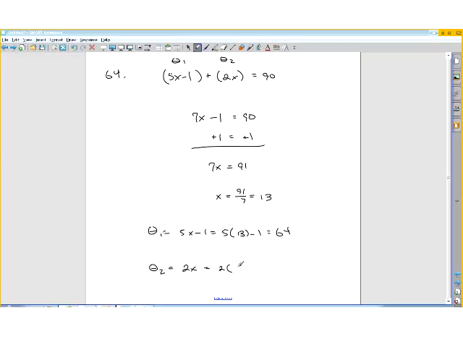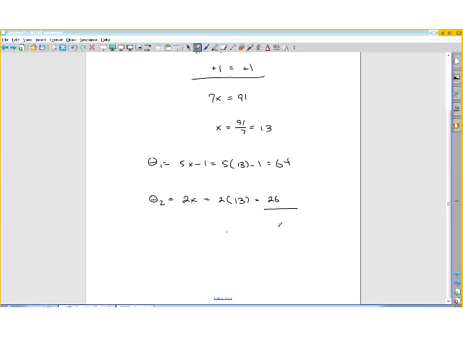Theta 2 is just 2 times x. So we have 2 times 13, which is 26. And we confirm that we did the problem correctly by adding these two together to make sure they add up to be 90 degrees, which they do. So that's kind of a check. So the answers are 64 and 26.